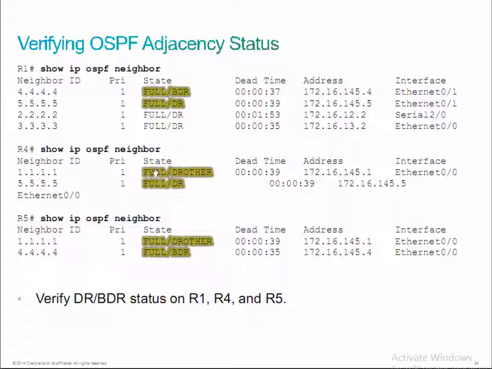Now, I still have a full state to router 1. The reason is that I am a DR or a BDR, and the DRs and BDRs always form a full adjacency with everybody else within the broadcast domain. There's never a case where that won't happen. However, if I had a fourth router in this broadcast domain, then two of those routers out of the four are going to simply stay in the two-way state. They're both going to be DR others, and they're not going to form a full adjacency with each other. Okay?